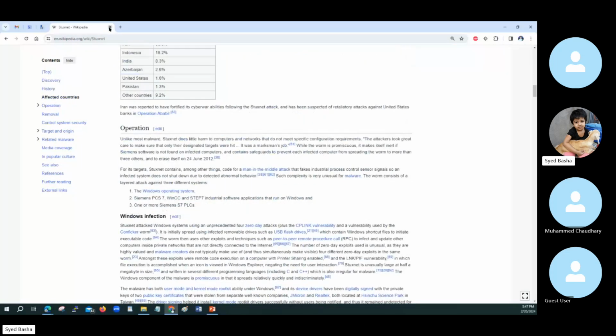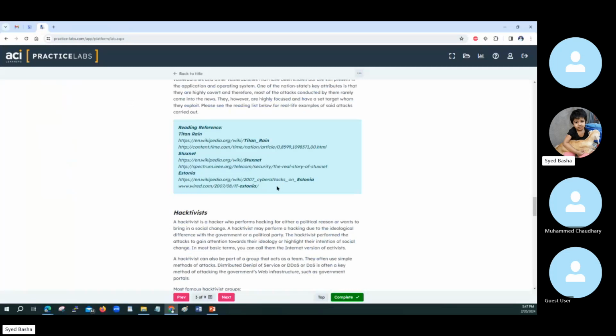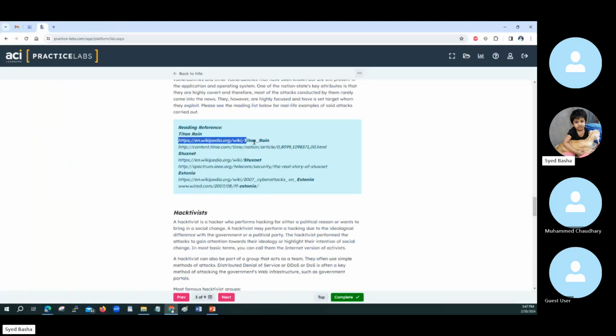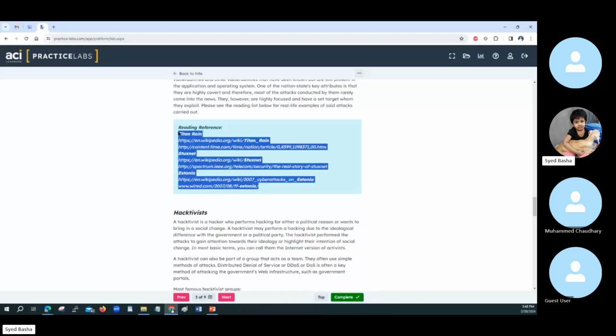Good. So I encourage you to do some reading. And there is another one, Titan Rain. This is another case study. And there is something, Estonia, I think the power grid. I think even in Ukraine or Estonia, I don't remember, their enemy country just hacked their complete power infrastructure. So they pushed the whole country down into darkness for a couple of days. So I highly encourage you to go through these references.